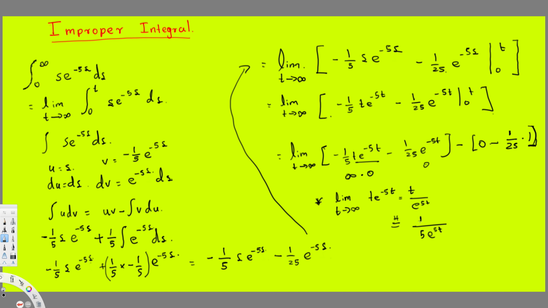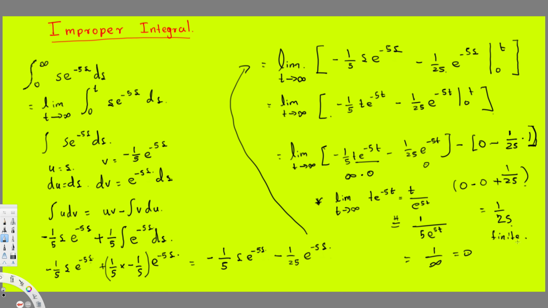Now if I apply infinity for this t, 1 over infinity is going to be equal to 0. Now we know this is equal to 0. Therefore, this number multiplied by 0 is going to be 0. Therefore, the answer is going to be 0 minus 0. Here we are going to get plus 1 over 25, and that's going to be the answer, plus 1 over 25, and this is a finite number.